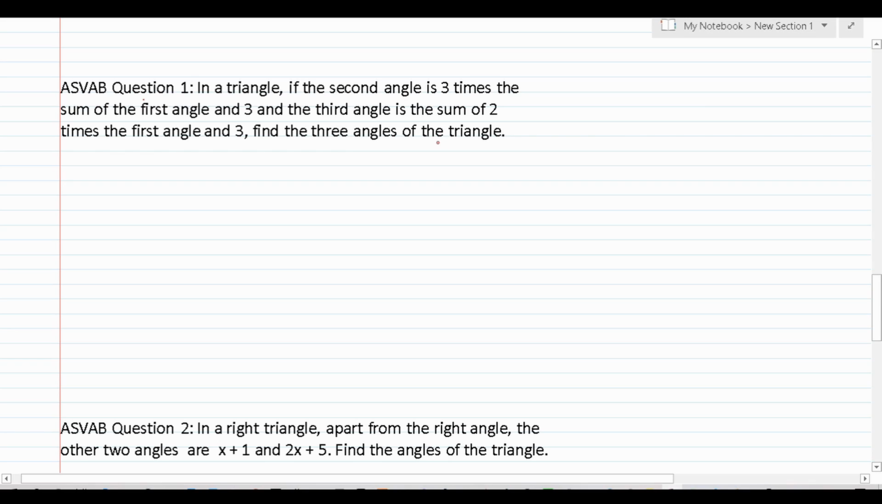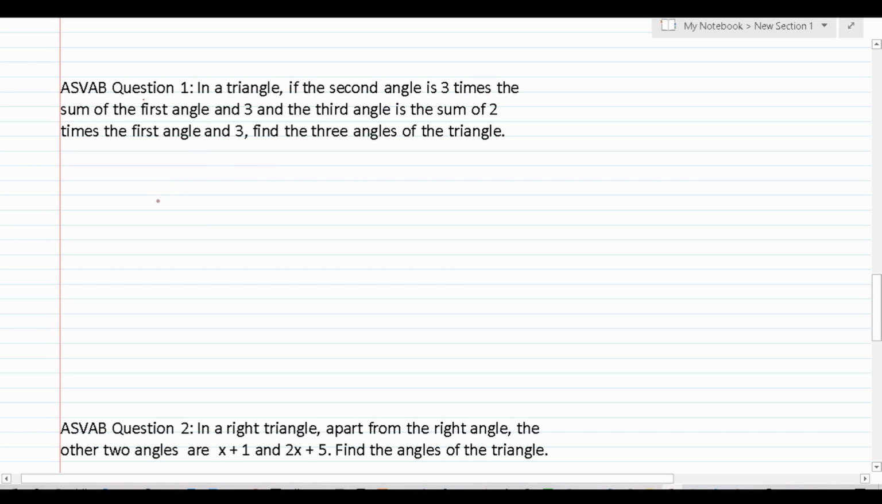Question 1 says, in a triangle, if the second angle is 3 times the sum of the first angle and 3, and the third angle is the sum of 2 times the first angle and 3, find the 3 angles of the triangle. So unlike the first 3 problems, we're not given a nice diagram, and nor are we given any measures of the angles.